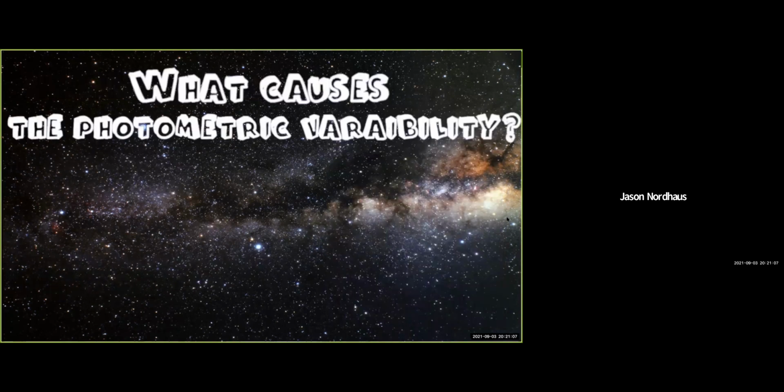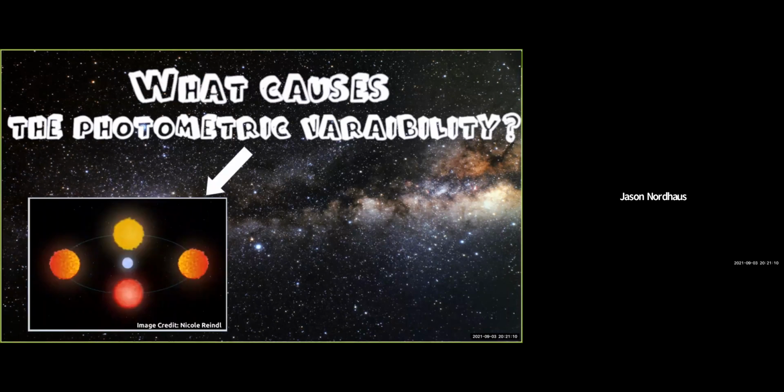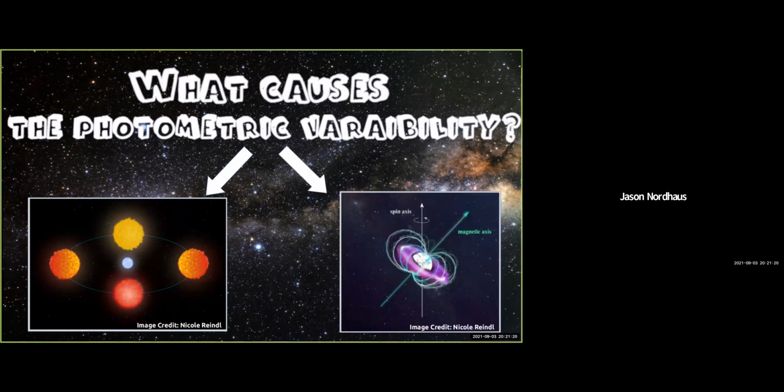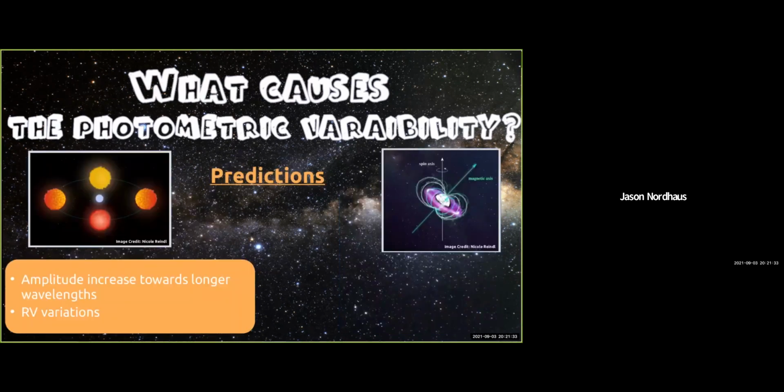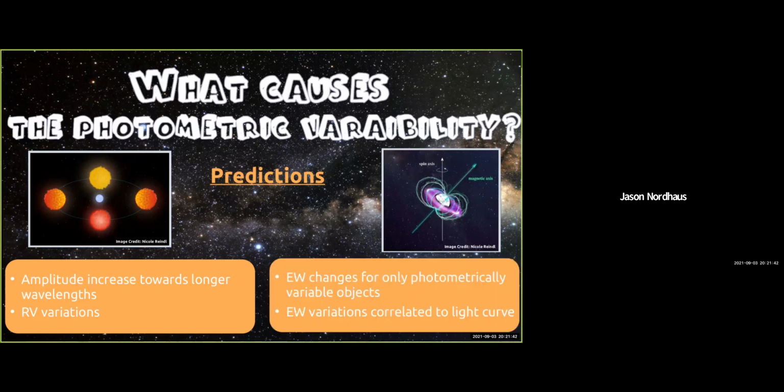So what causes the photometric variability? Due to good agreement with the period distribution, a fair assumption would be post-common envelope binaries, where a reflection or irradiation effect can explain the photometric variability. The second scenario would be photometric variability due to geometrical effects of the magnetosphere and spots on the white dwarfs. So what do these two scenarios predict? With the reflection effect scenario, we would expect amplitude increase towards longer wavelengths in the light curves, and we would also expect RV variations in the spectra. For the magnetosphere model, we would expect equivalent width changes for only photometrically variable objects, and we would expect these equivalent width variations to be correlated to their respective light curves.